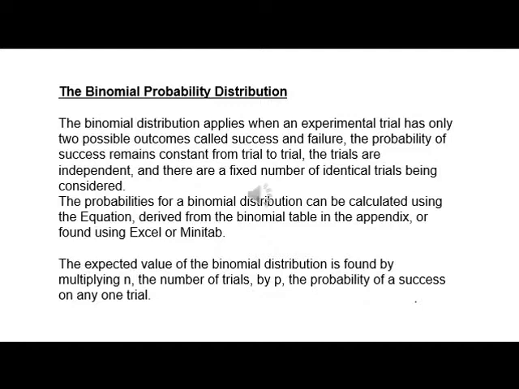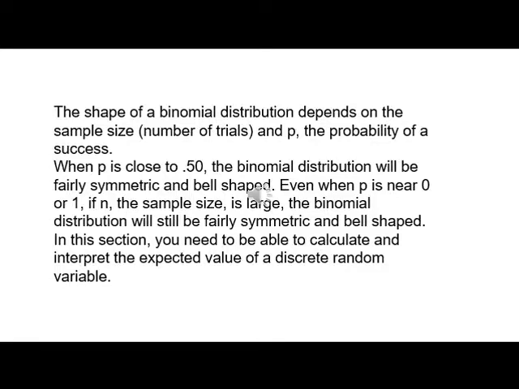The shape of a binomial distribution depends on the sample size, the number of trials, and p, the probability of a success. When p is close to 0.50, the binomial distribution will be fairly symmetric and bell-shaped. Even when p is near 0 or 1, if n, the sample size, is large, the binomial distribution will still be fairly symmetric and bell-shaped. In this section, you need to be able to calculate and interpret the expected value of a discrete random variable.